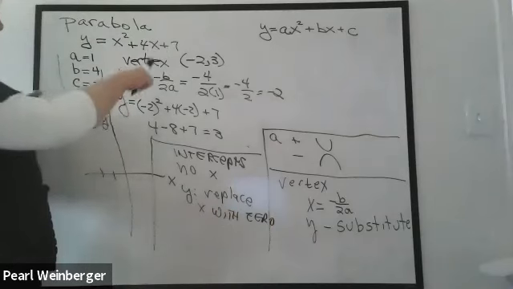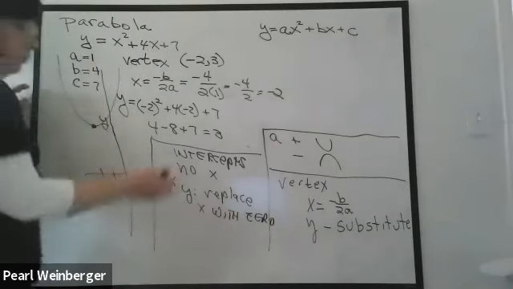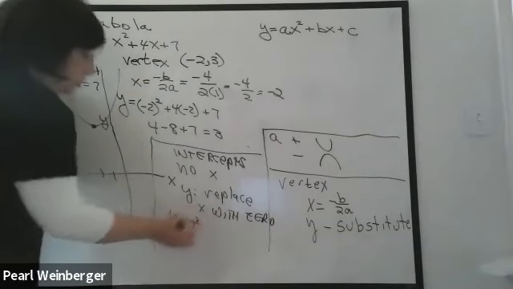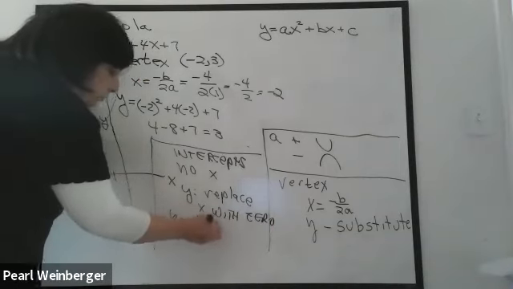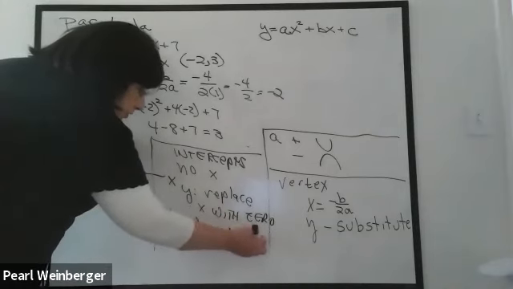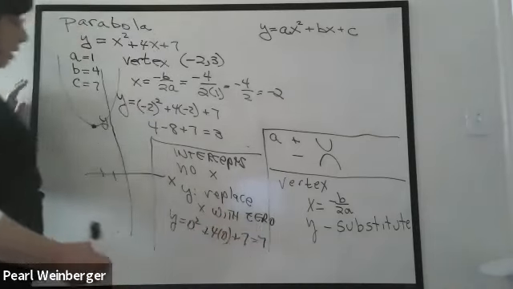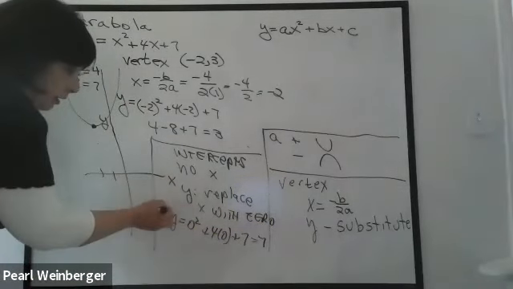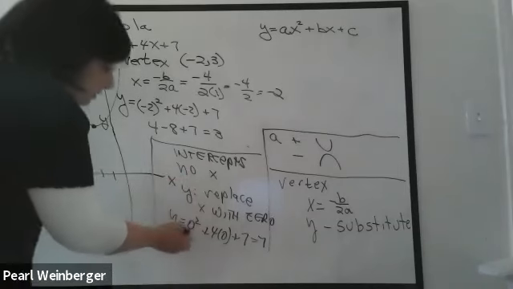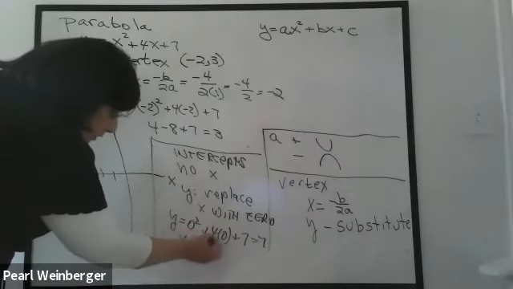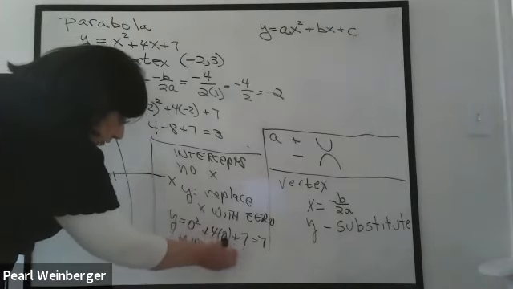Okay, so go to your equation, and wherever you see an x, put a 0. So this will become 0 squared plus 4 times 0 plus 7, which obviously just gives you 7. So the y-intercept is the point, x is 0, y is 7.